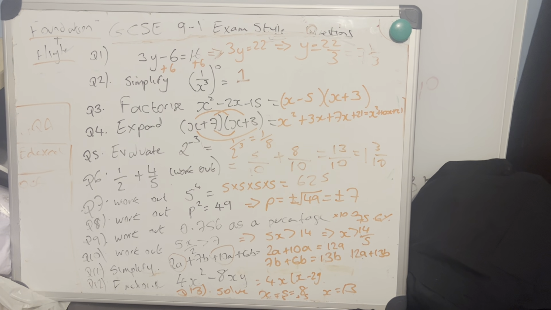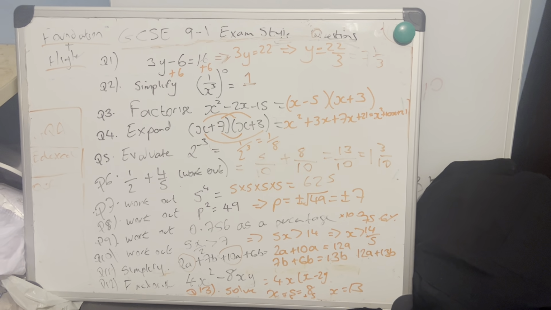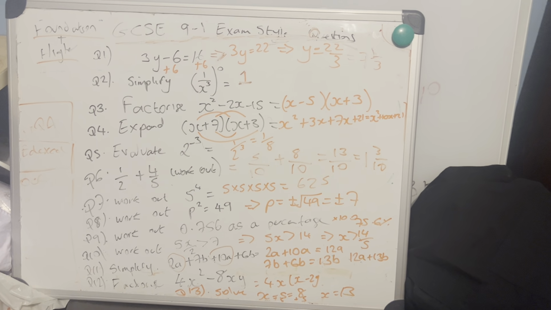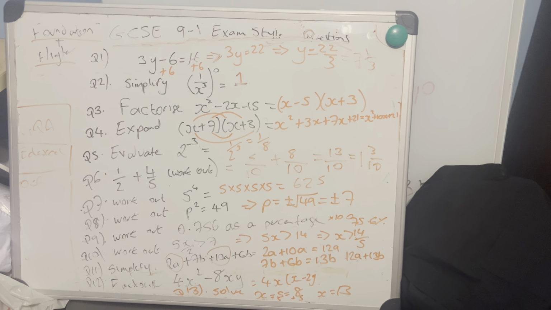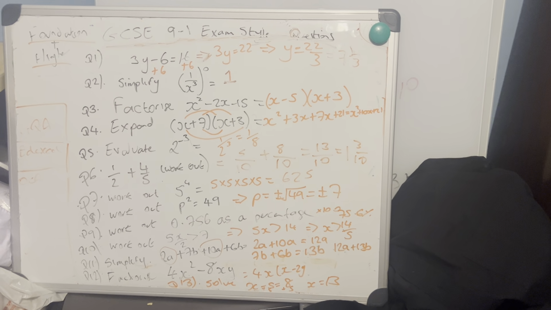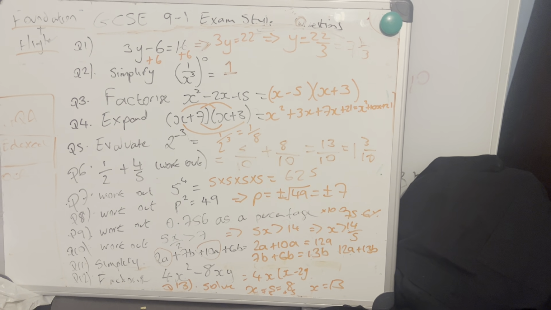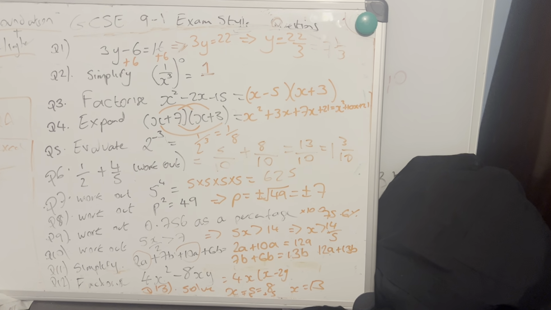This is question number 12. Factorize 4x squared minus 8xy. Well, the highest common factor of 4x squared and negative 8xy is 4x. The highest common factor of 4 and 8 is 4. The highest common factor of x squared and x is just x. So it's 4x, bracket, x minus 2y, bracket closed.